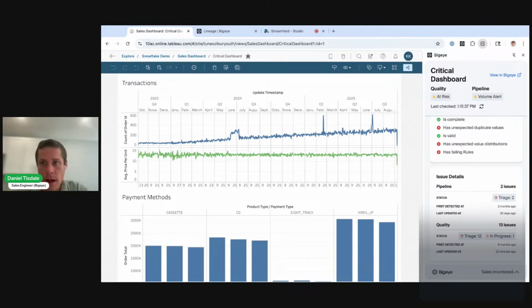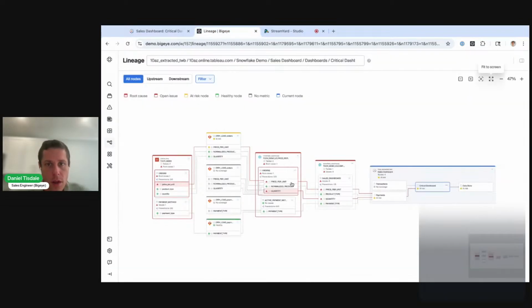So from here, let's dive into the Bigeye platform and walk through how we go through that issue resolution process and really understanding what those issues are and where they're first occurring. So what I've got pulled up here is a lineage graph of that same flow of data into that Tableau dashboard we were just looking at, that critical dashboard. So what I can see on this lineage graph is that that dashboard's tagged as at risk, meaning that some of the columns feeding into it have some sort of data quality issue.